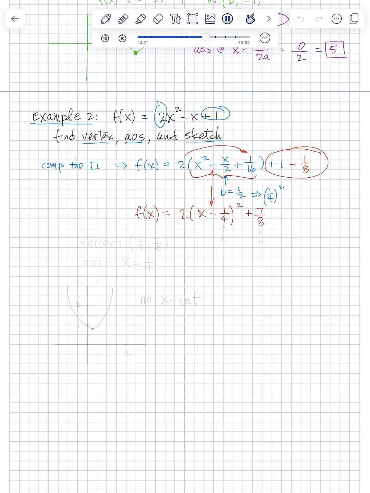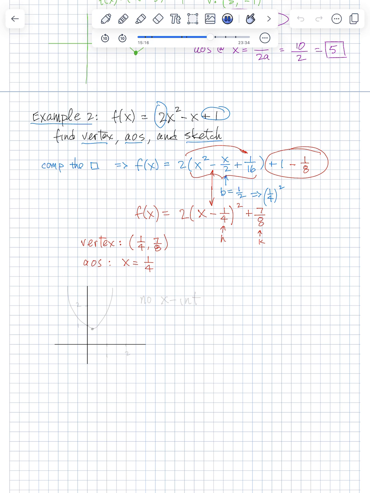So now we have to identify our vertex, which is easy now. Vertex coordinates are, so this 1/4 is h, this 7/8 is k. So it's 1/4, comma, 7/8. And we know our axis of symmetry is at the x coordinate of the vertex. So this is x equals 1/4. And now we want to sketch it. So let's get a coordinate system here.